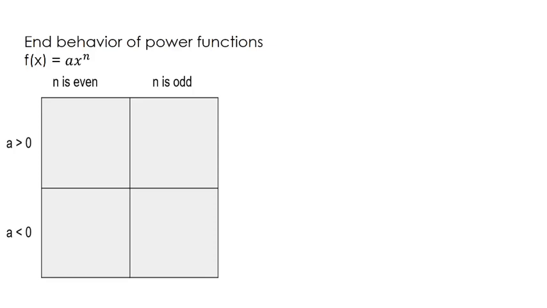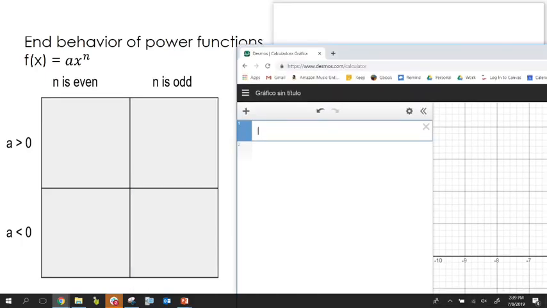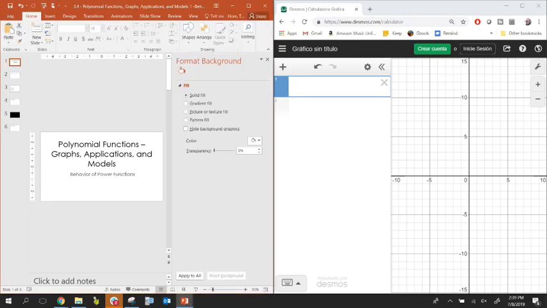Now we're going to see how this works. I'm going to pull a graph. I'm going to pull Desmos over here onto the right side of our screen. Uh-oh, not going quite how I'd hoped.